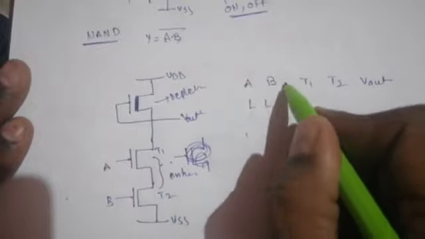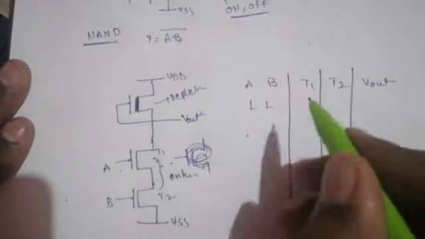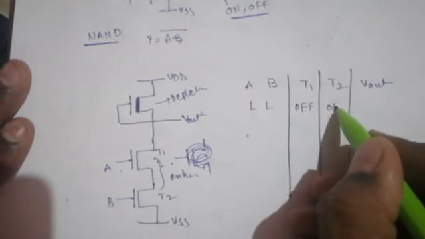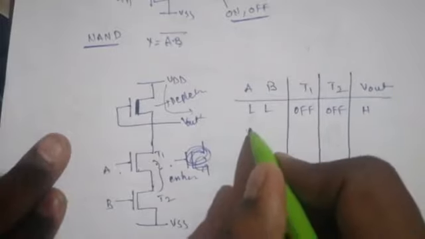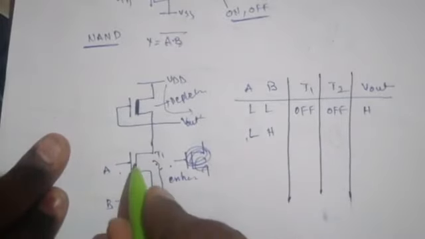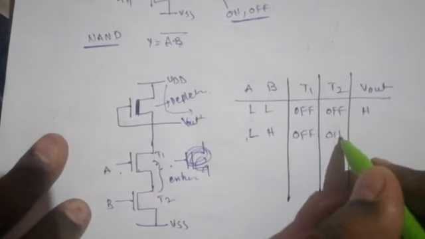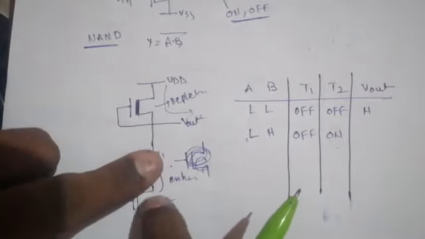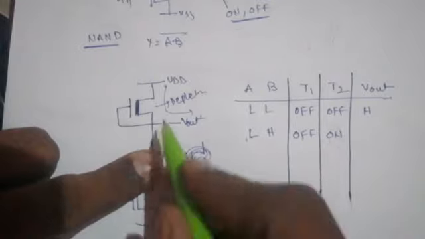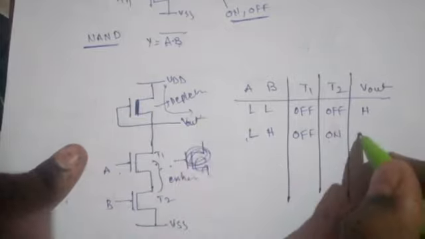If A voltage is low voltage and B voltage is low voltage, then the corresponding T1 transistor with low voltage, NMOS is off. This is also off. When both are off, VDD is directly passed to the output side. This one is high voltage. When A voltage is low and B voltage is high, A is off, B is on, but it will be open. A is off means it is open. This one is shorted, but VDD will not flow through this path. Why? Because one transistor is open. That's why VDD is passed to the output side.